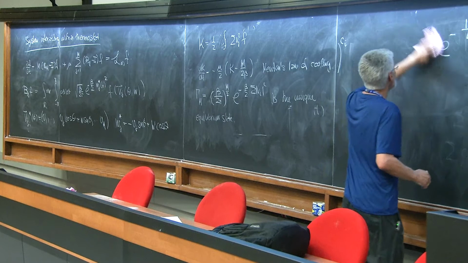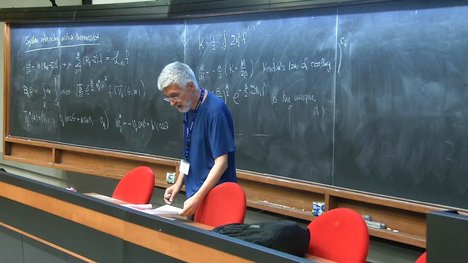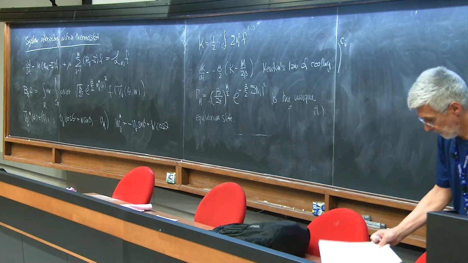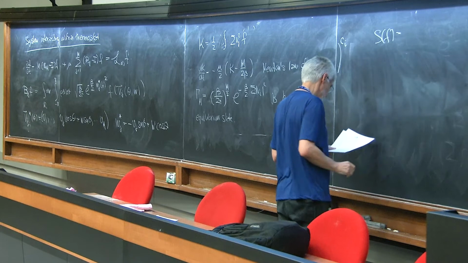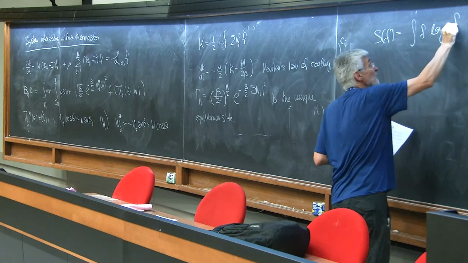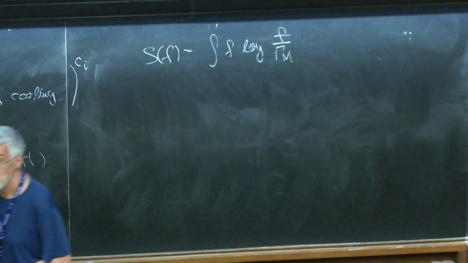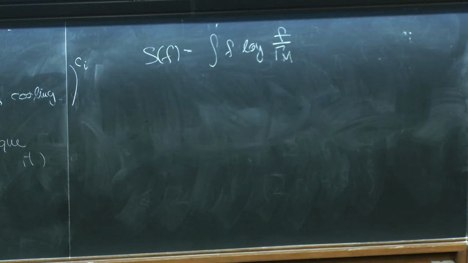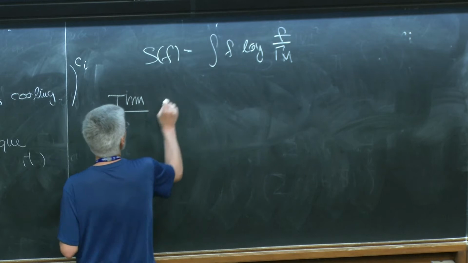Now you can write down the entropy with respect to this equilibrium state. S of f is the integral of f log f divided by gamma m. Reasonable? It's the relative entropy, the entropy with respect to the equilibrium state. You would expect that this behaves nicely. Theorem. Bonetto.